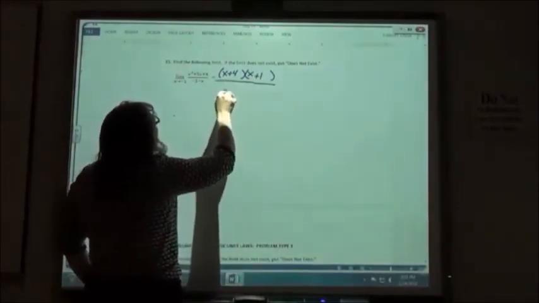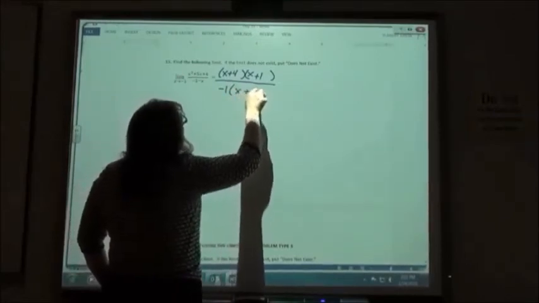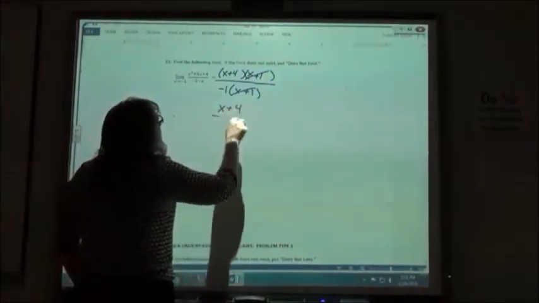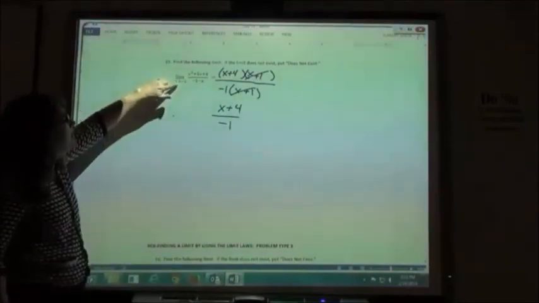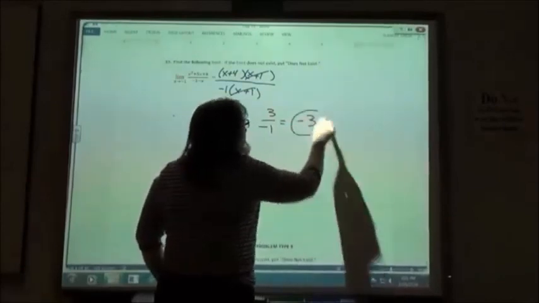On the bottom, if I factor out the negative 1, I'm going to get a positive x and a positive 1. So again, I can just cancel out my x plus 1. I get x plus 4 over negative 1. So I'm finding the limit as x approaches negative 1. I'm going to put negative 1 in for my x. Negative 1 plus 4 is 3. 3 divided by negative 1 is negative 3.